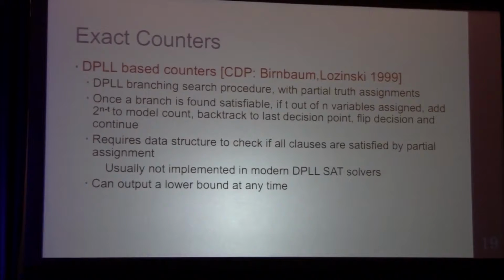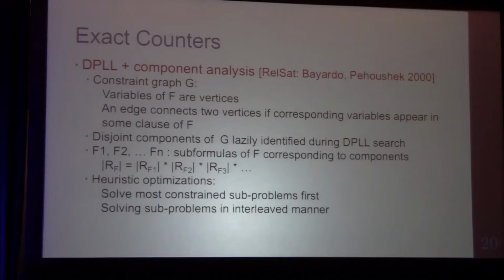A nice feature of this kind of counter is that you can stop it at any point of time, and whatever count it has obtained so far is really a lower bound on the actual count, because it's just exploring the search tree, and whatever part of the tree it has explored, it's got some count from there, it's certainly a lower bound. Then there are people who have worked on exact counters. RelSat is a very well known exact model counter for this problem.